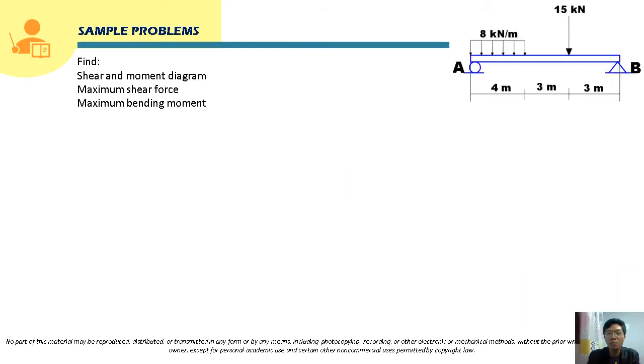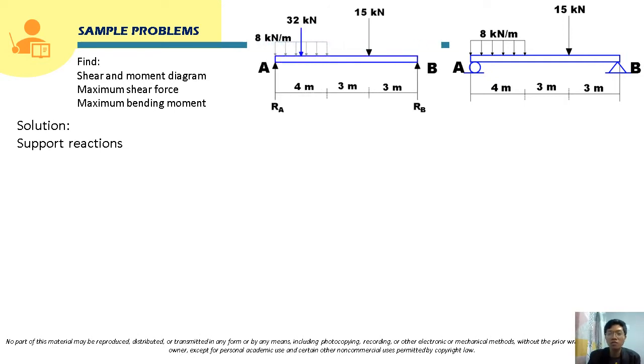For this problem, class, for our first step, of course, we have to solve the support reactions. To do that, we have to draw first the free body diagram. For the free body diagram of this beam, since it is supported by a roller here, there will be one reaction here, which is R sub A. And here, this is supported by a hinge, so there will be a vertical reaction also here, that will be R sub B. The horizontal reaction here will just be 0 since there are no horizontal loadings in the beam.